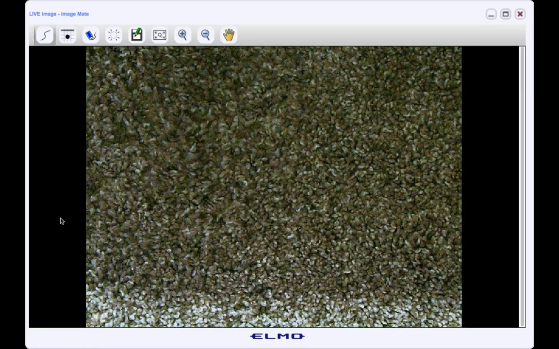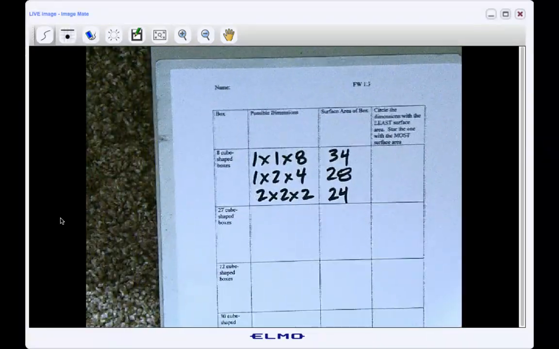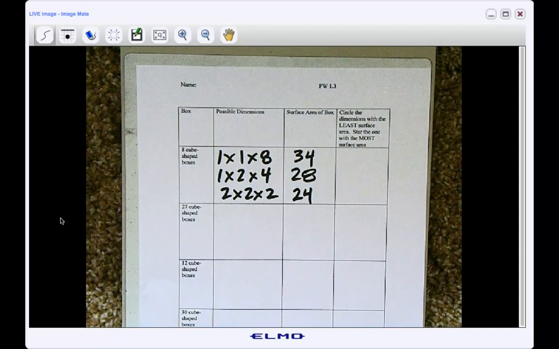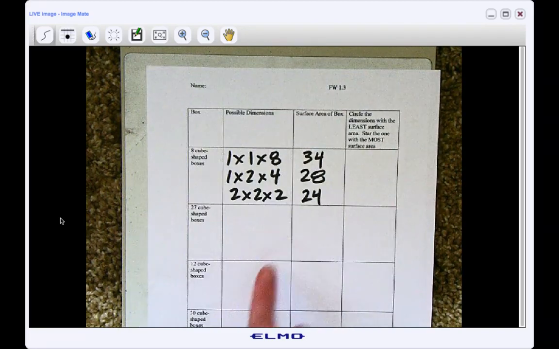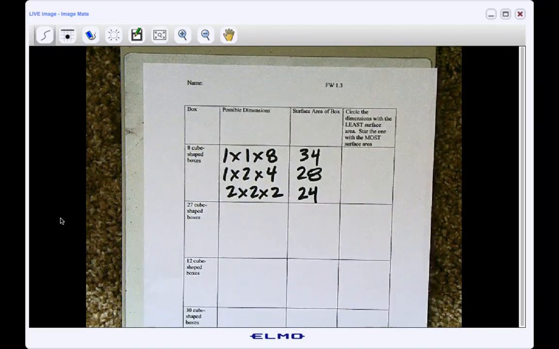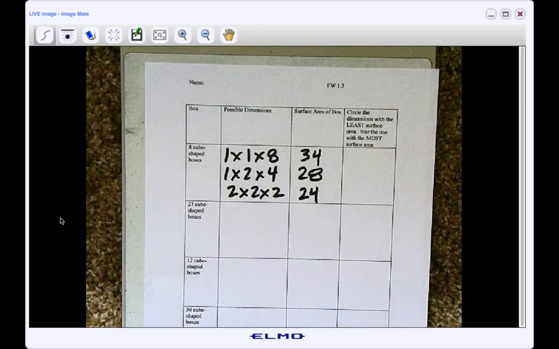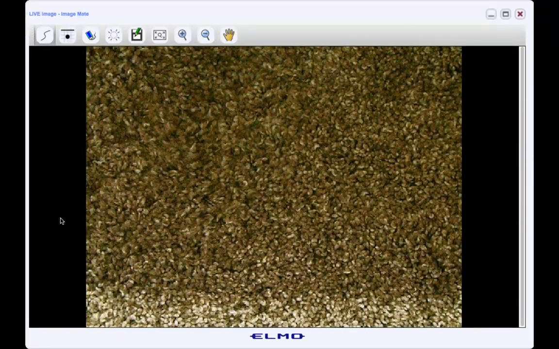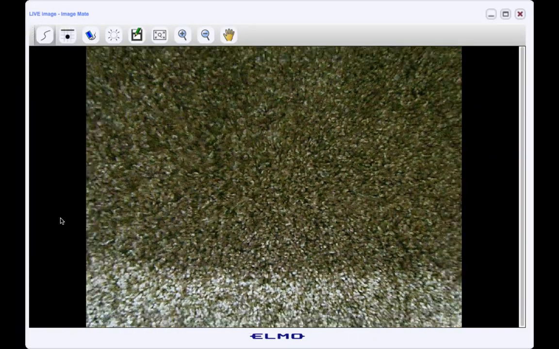All right, so now I want you to think about what would the arrangements be if you had 27 cubes. 27 little cubes. Go ahead and list down the different ones that you think you could come up with. Okay.